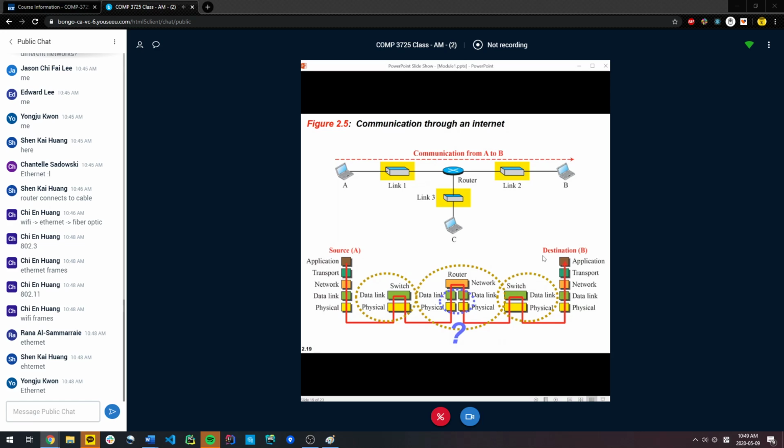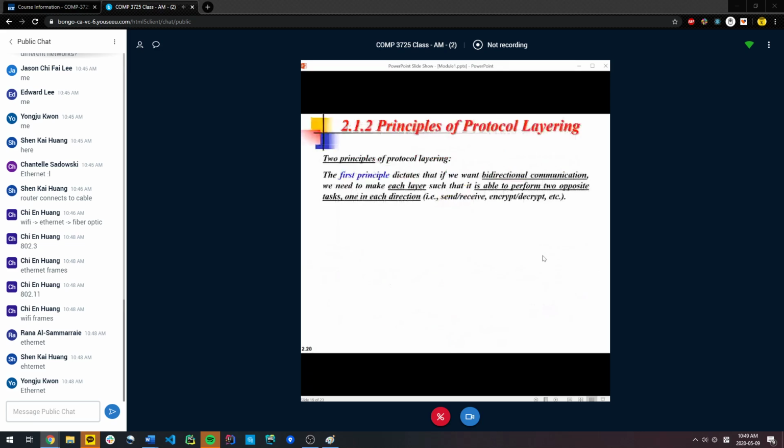So just to wrap up on this deck of slides, everything else is very simple in here. There are now two principles for us when we want to do protocol layering. The first one is very intuitive. If we want bi-directional communication, then we need to be able to do the opposite task. So if one layer can do sending, it should also do receiving, and if one layer is doing encryption, the same layer should be able to do decryption.